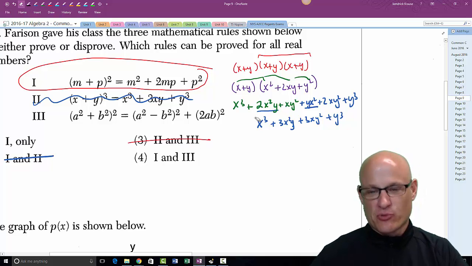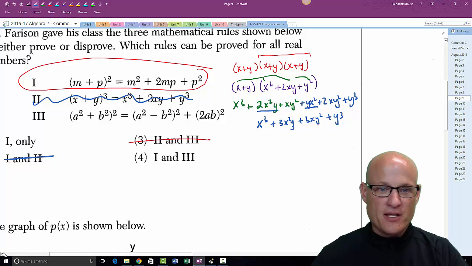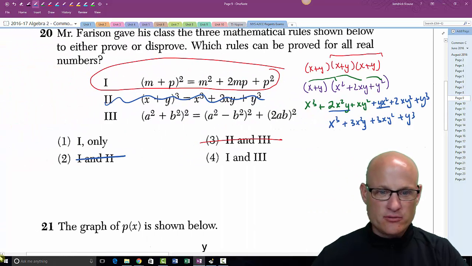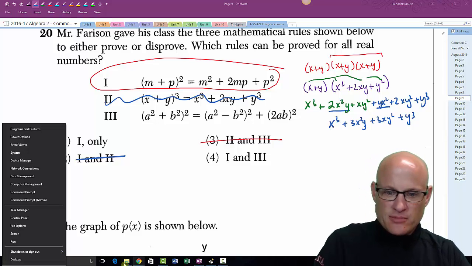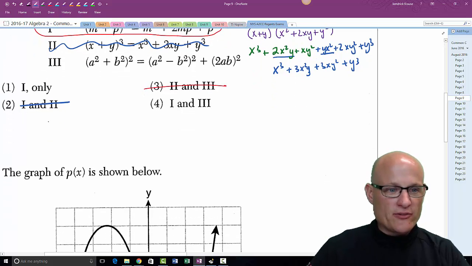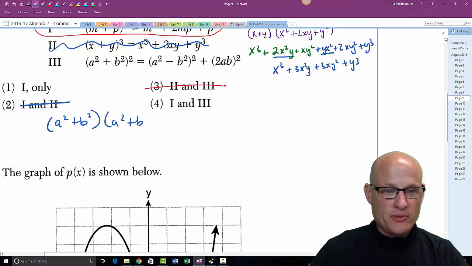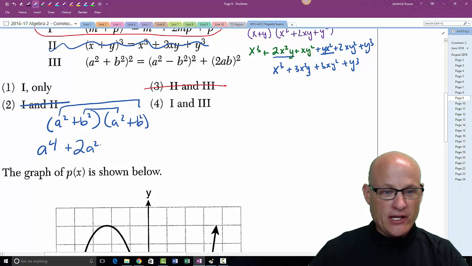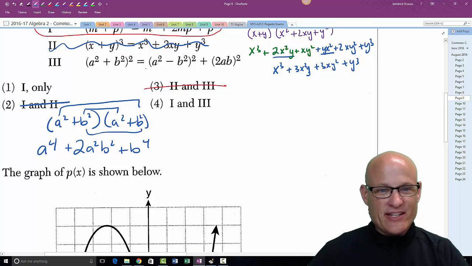So now I've got to decide if 3 is going to work. Now that's the tricky part. If I double distribute the left side, if I write this twice, (a squared plus b squared) times (a squared plus b squared), I get a to the fourth. Now this is a squared b squared. This one is a squared b squared. So that's plus 2a squared b squared plus b to the fourth. Well, that does not appear to be this.